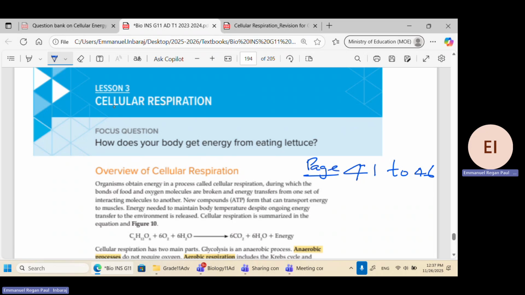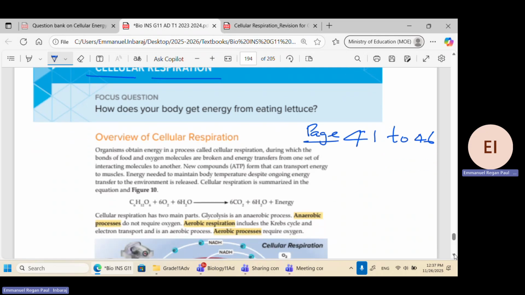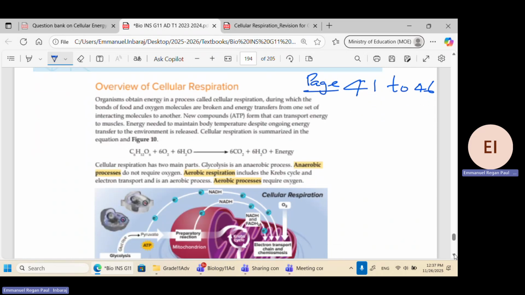So the topic name is cellular respiration. As the topic says, we are going to talk about the respiration that takes place in the cell. First of all, let us look at the definition of cellular respiration. Remember, cellular respiration takes place when the food material that we take in is broken down by oxygen. So let's look at the equation of cellular respiration.